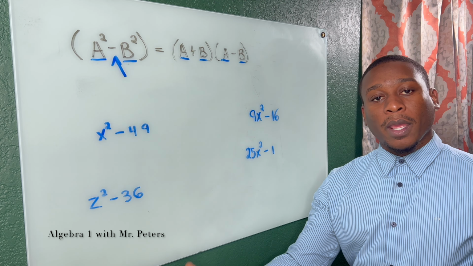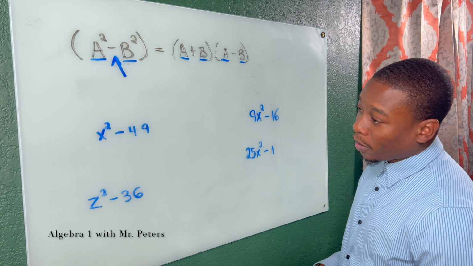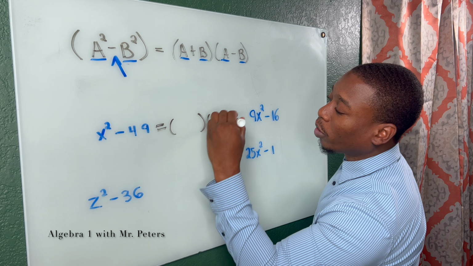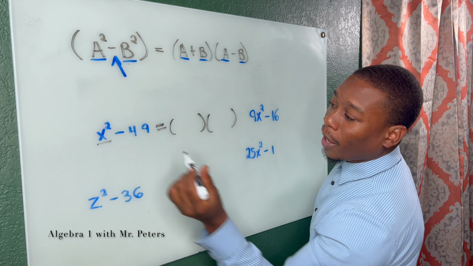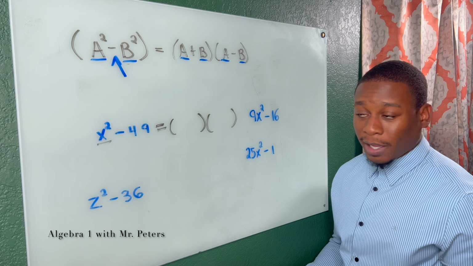So in problem number one, this is how we would solve, right? So we have x squared minus 49. So I write my two parentheses, right? X squared, we know the square root of x squared is just x. So we have x here, and I know the square root of 49 is just 7. So now after I figure that out, all I need to do is put an addition sign and a subtraction sign, and we have solved problem number one.